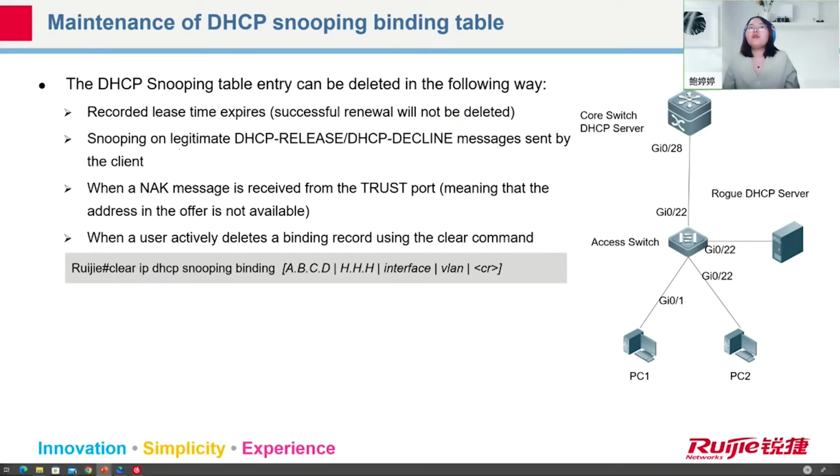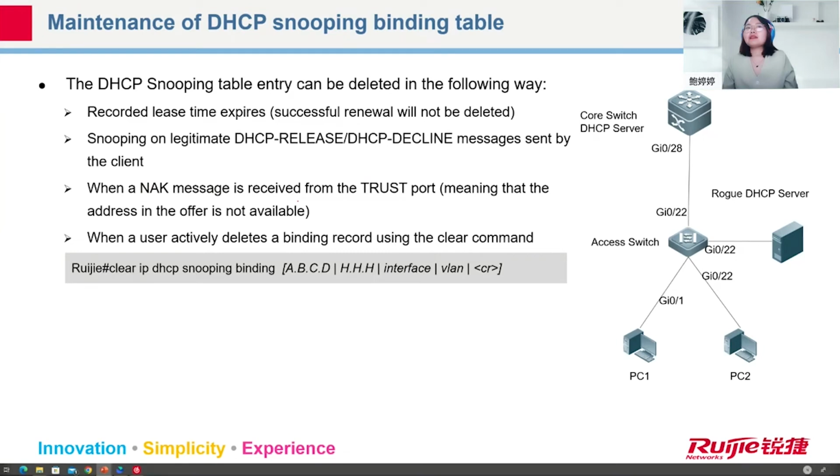Or maybe the snooping entry is deleted when a release or decline message is sent by the client. That means the client will send this message to the DHCP server: I don't want to use this IP address again. And the access switch also will delete this entry.